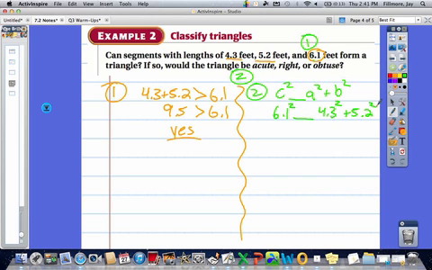If I simplify these, 6.1 to the second power is 37.21, and 4.3 to the second power plus 5.2 to the second power is 45.53. Well, in this case, C squared is less than A squared plus B squared, so this is an acute triangle. Let's look at another example.